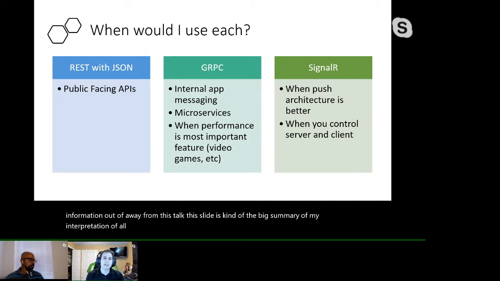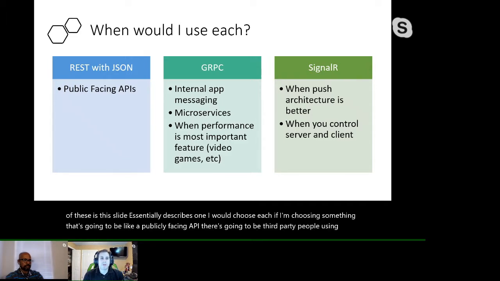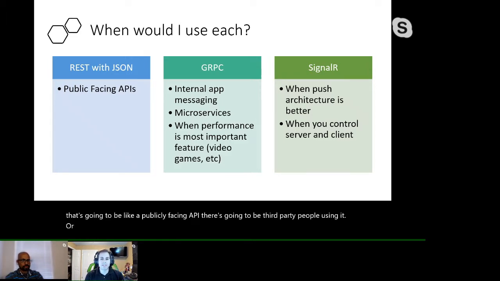If I were today to go and create a new application, this slide essentially describes when I would choose each. If I'm choosing something that's going to be a publicly facing API, where there's going to be third-party people using it, or really just other applications that I don't control, some sort of REST-based JSON transport type of application, that's what I would go with.